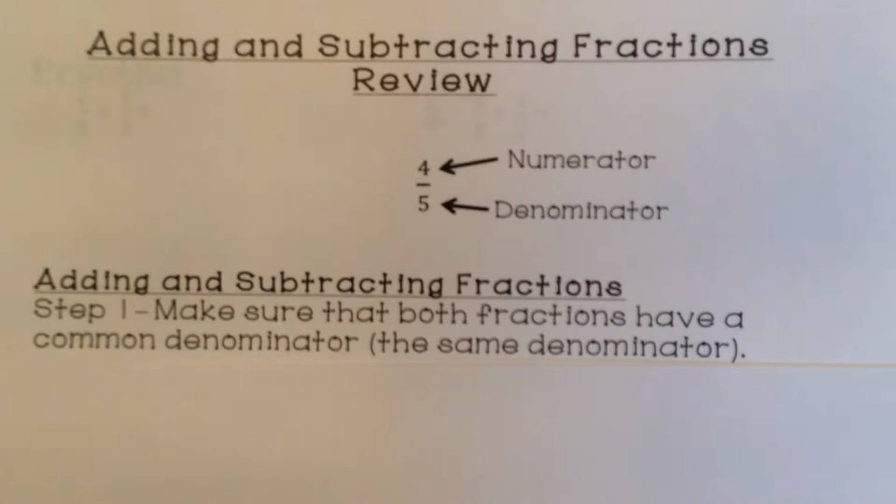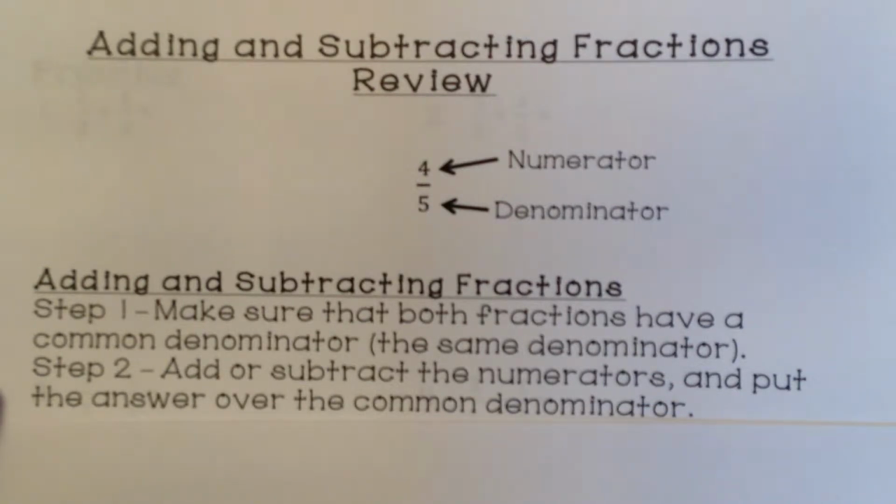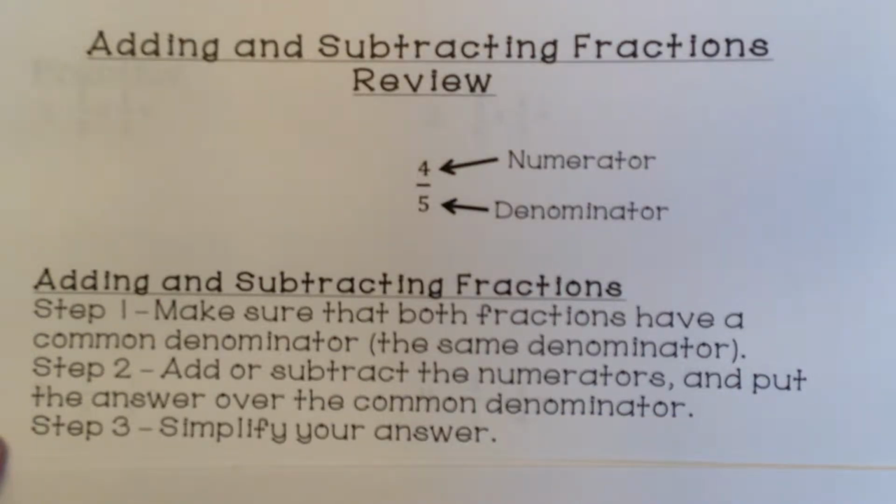Step 1. Make sure that both fractions have a common denominator. That means they are the same. Step 2. Add or subtract the numerators and put the answer over the common denominator. Step 3. Simplify your answer.